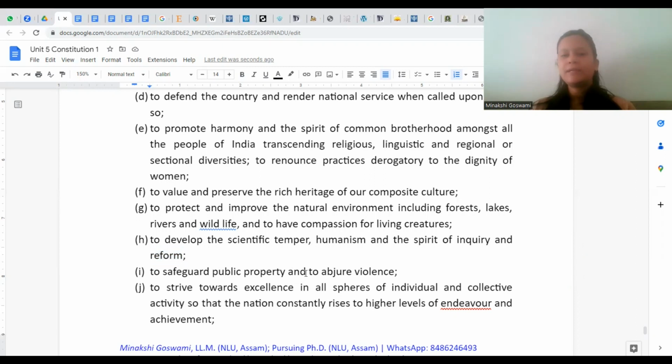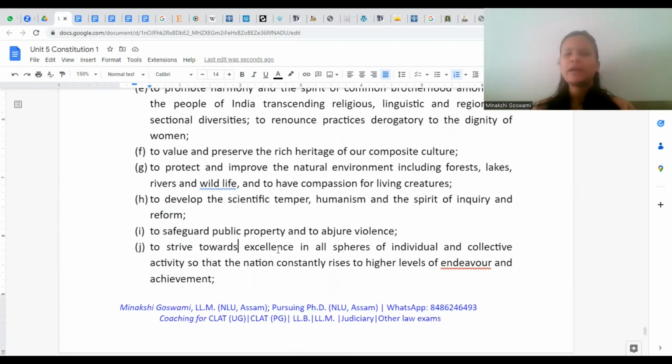to safeguard public property and to abjure violence. So whatever public property is there, we need to safeguard it. We cannot damage or destroy any public property. It is also a duty on us to strive towards excellence in all spheres of individual and collective activity, so that the nation constantly rises to higher levels of endeavor and achievement. So as individuals and collectively, we need to try to do better things.